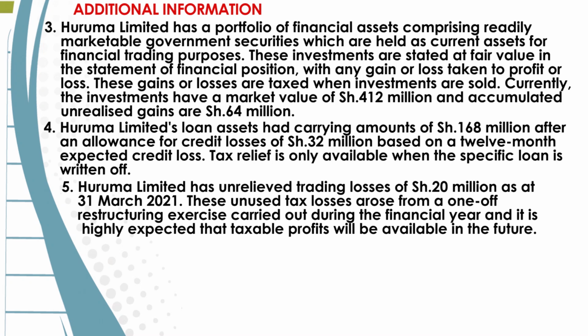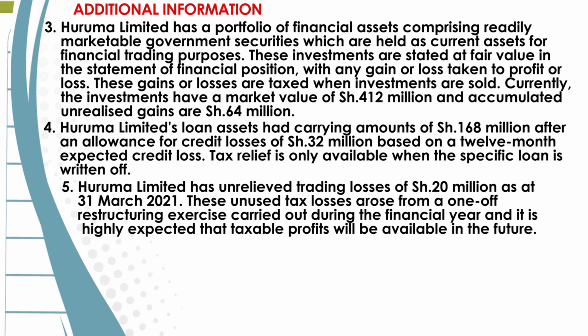And you're told Huruma Limited has unrelieved trading losses of 20 million as at 31st of March 2021. So these are losses which were reported by this company during the current year. The reason they are known as unrelieved trading losses is because once a company has reported losses, those losses should be carried forward to the next financial year and offset against the profit which will be made in the following financial year. Because they have not been offset against profit reported in previous years, that's why it is known as unrelieved trading losses.